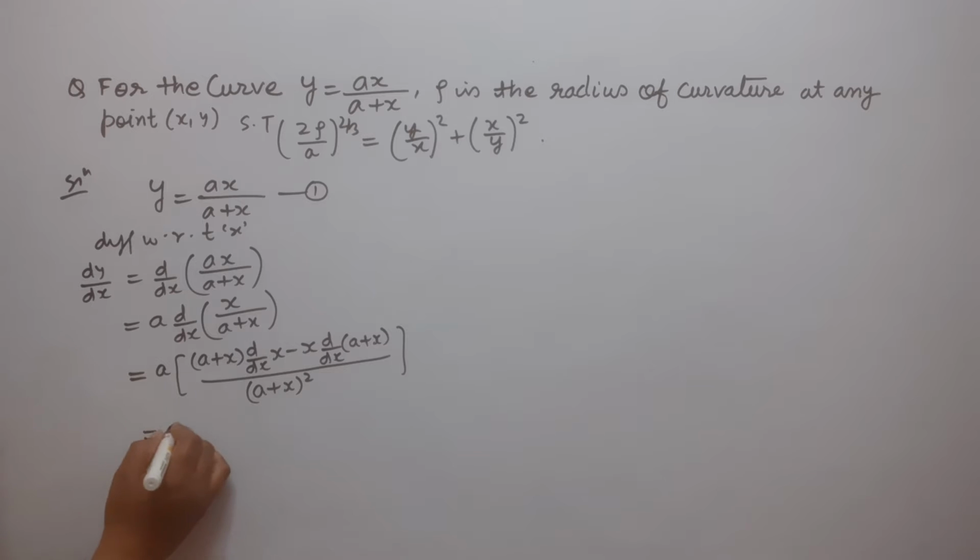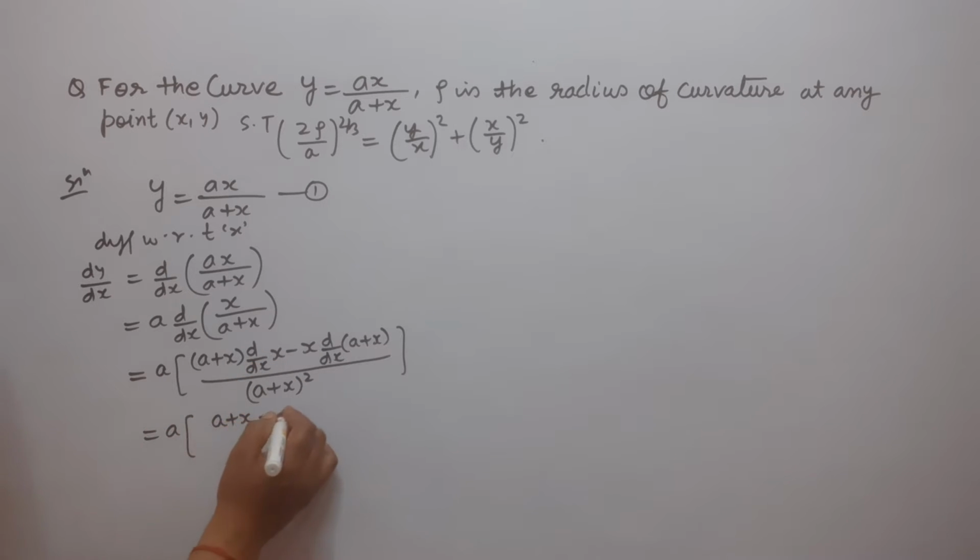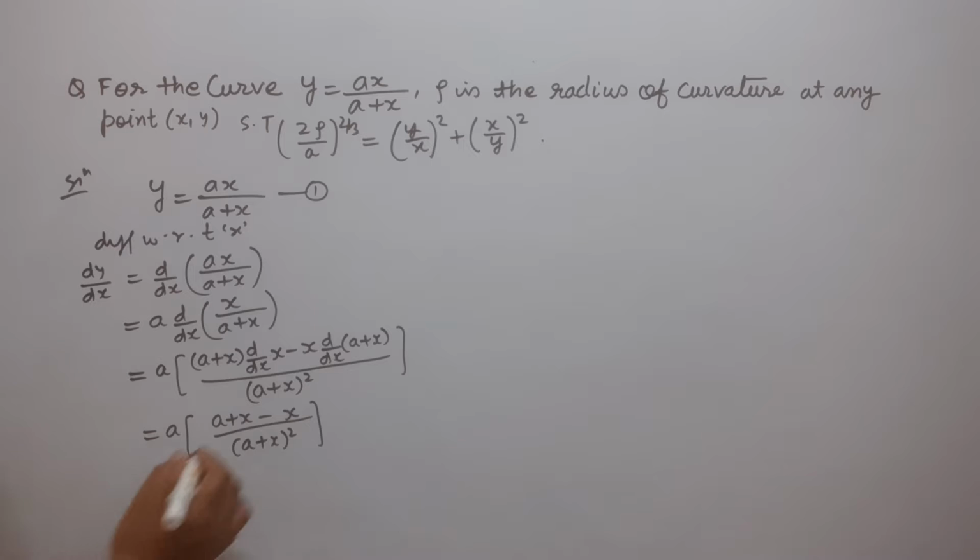We know that differentiation of x with respect to x is 1, so this is a plus x here, and minus x, and differentiation of a with respect to x is 0, and differentiation of x is 1, so this is 0 plus 1, that is 1, so write here x only, upon a plus x whole square. Now in the numerator we can see this x is cancelled by this x, so this is a multiplied by a, this is a square divided by a plus x whole square, so this is dy by dx.